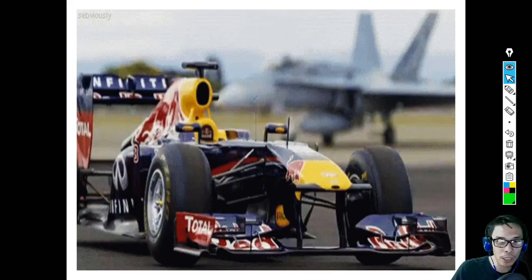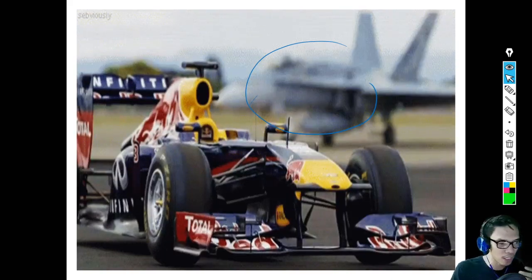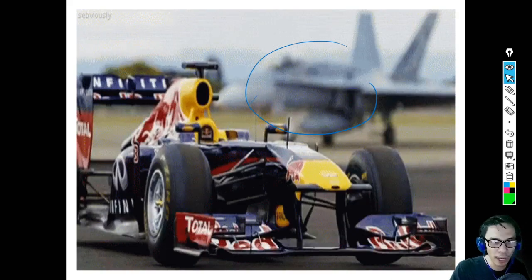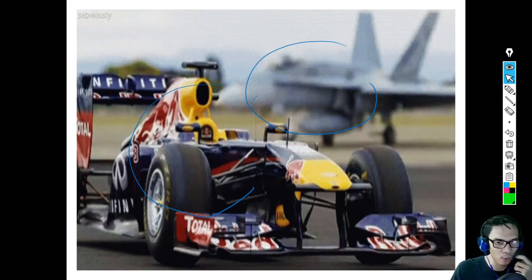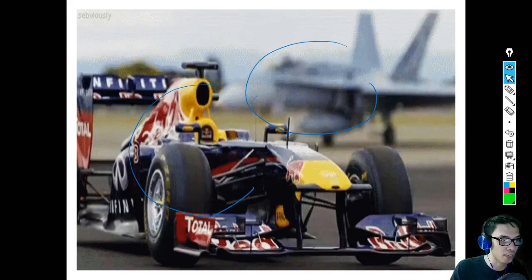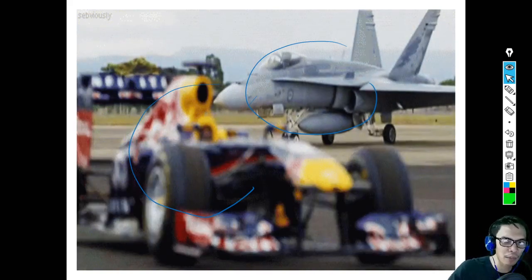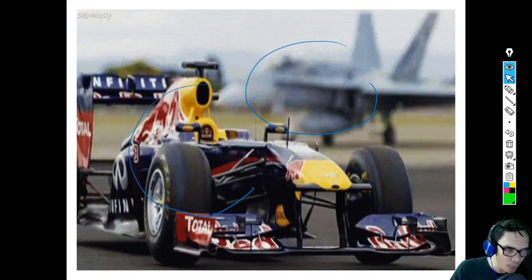By following the law of acceleration, this fighter plane that you have right here has greater mass, so therefore it will start slow. Meanwhile, the race car will start fast because it has smaller mass, so it requires less force in order to start first. But if the race ends, who do you think will win? Airplane or the race car?